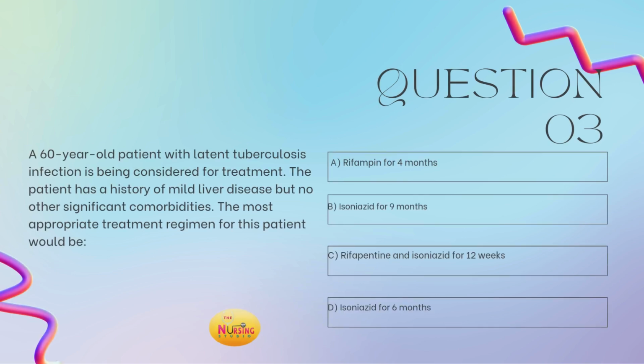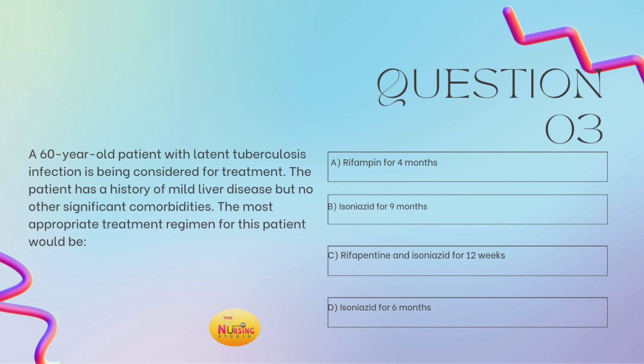And lastly, question number 3. A 60-year-old patient with latent tuberculosis is being considered for treatment. The patient has a history of mild liver disease, but no other significant comorbidities. The most appropriate treatment regimen for this patient would be: A, rifampin for 4 months; B, I always just say INH for 9 months; C, rifedipine and INH for 12 weeks; or D, INH for 6 months? What do you think?